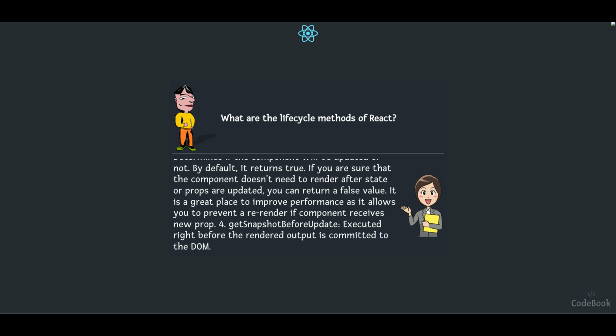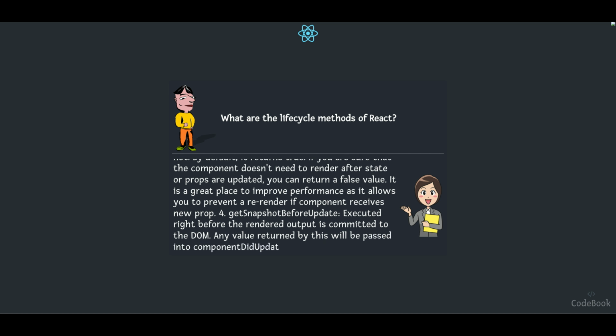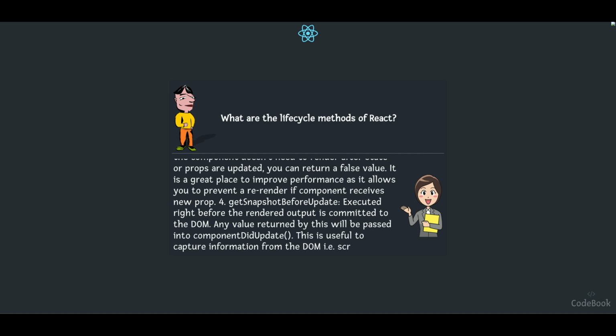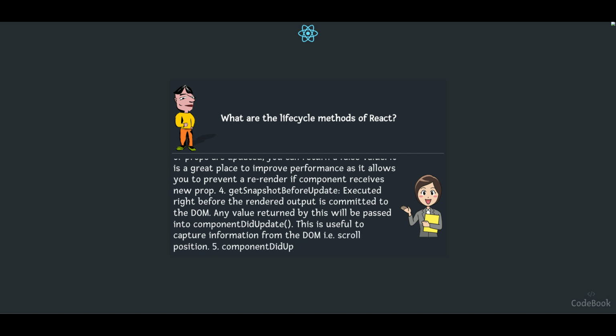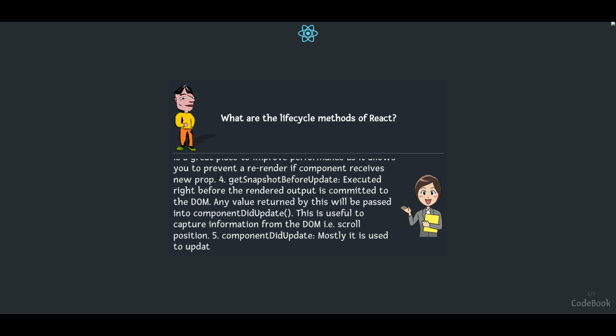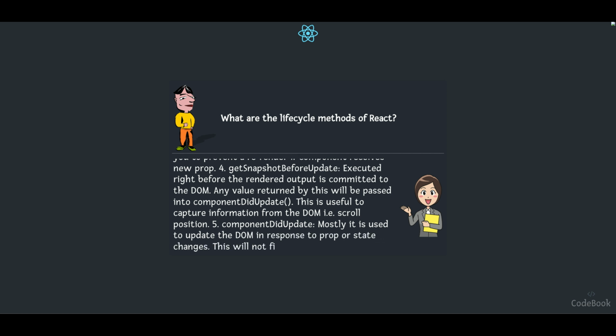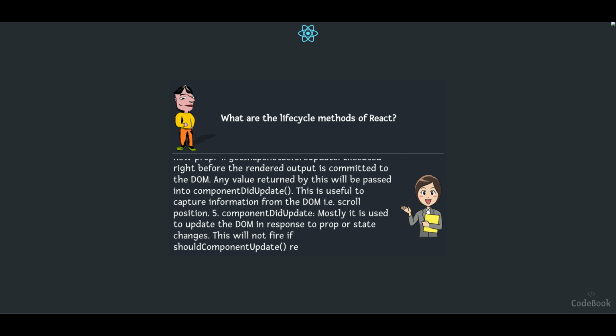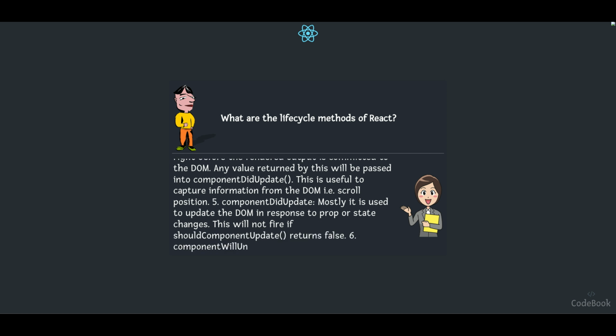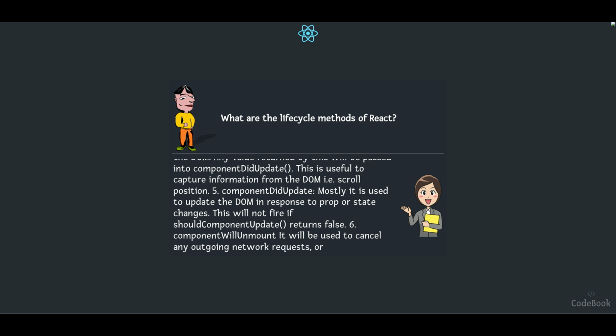4. getSnapshotBeforeUpdate, executed right before the rendered output is committed to the DOM. Any value returned by this will be passed into componentDidUpdate. This is useful to capture information from the DOM, i.e. scroll position. 5. componentDidUpdate, mostly it is used to update the DOM in response to prop or state changes. This will not fire if shouldComponentUpdate returns false.